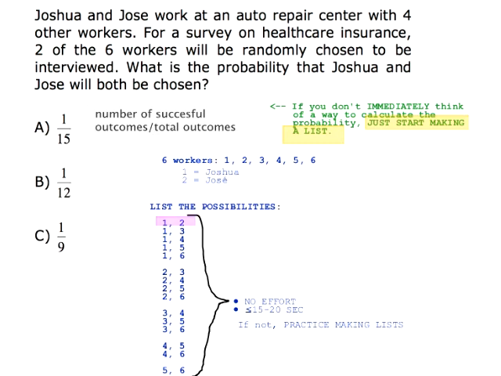So the only possibility here we want is that Josh is there. Right? So that's 1 and 2 out of 15 possibilities. So we have 1 winning possibility out of 15 possibilities total. Look at that, it's 1 out of 15. Boom. I mean, again, this is the kind of thing that needs to just happen right away.